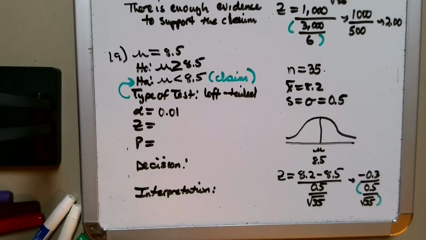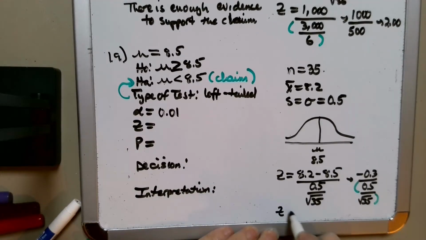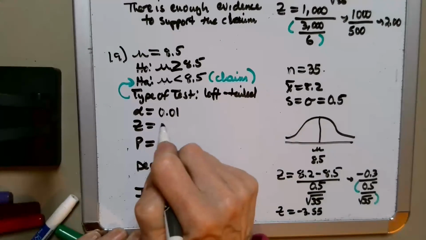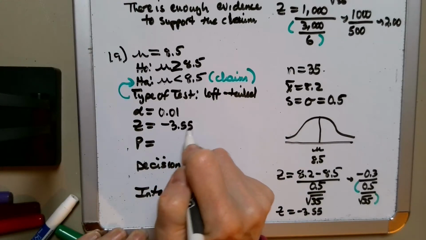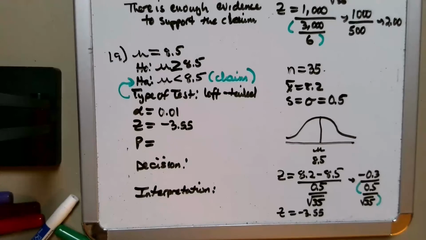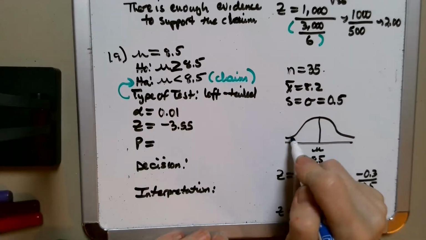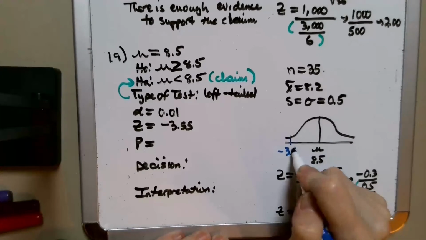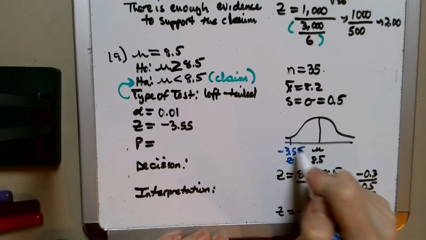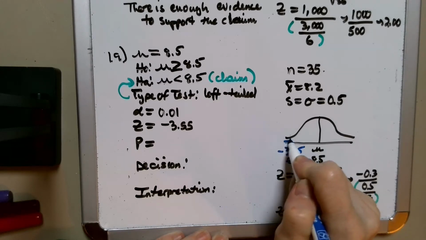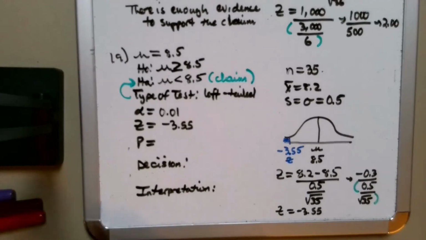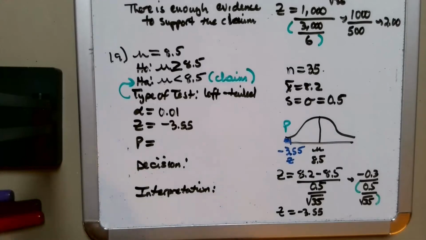negative 3.549. So we're saying it's about negative 3.55 for my z-score. So I'm going to put that over here. So to get my p-value, I'm going to draw and shade a left-tailed test using that z-score of negative 3.55, which is way over here. It's a left-tailed test. I'm going to shade the left tail. That's going to be a really small amount of area. That's going to be my p-value.